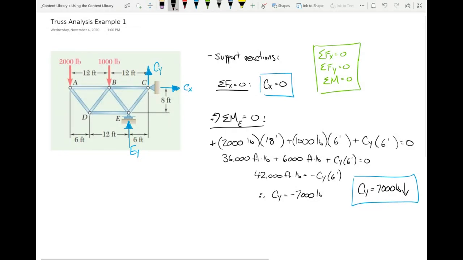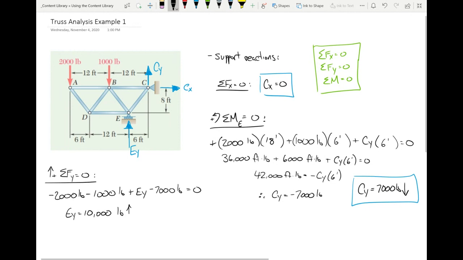We have one more equation of equilibrium. That's the sum of the forces in the y direction. Okay, so the forces in the y direction. So we have negative 2,000 pounds minus 1,000 pounds, positive Ey. And then the Cy, we know the Cy is going down. It's negative, it's 7,000 pounds down. So I'm just going to write 7,000 pounds down, negative. And so what is that? 2,000, 1,000, 7,000, that's 10,000. So Ey is 10,000 pounds up.